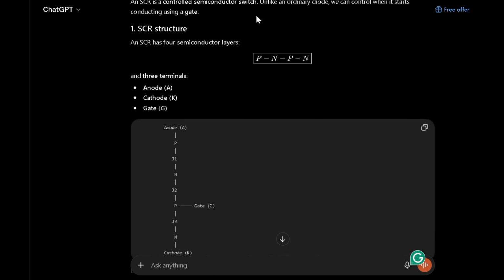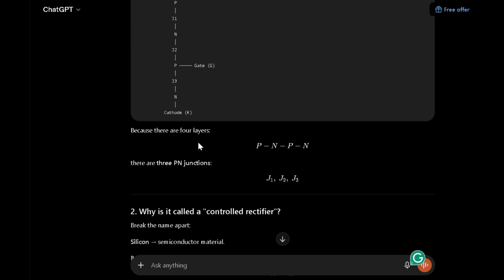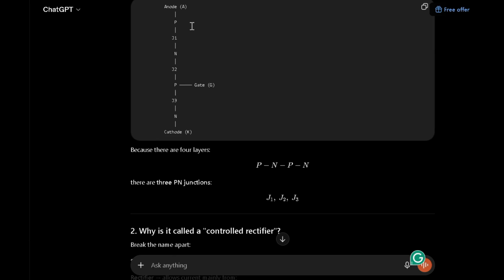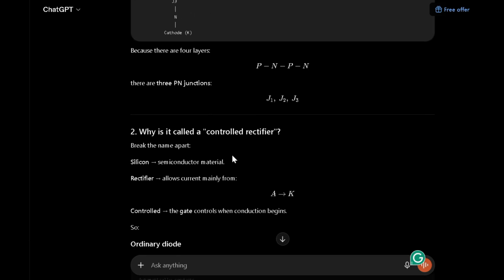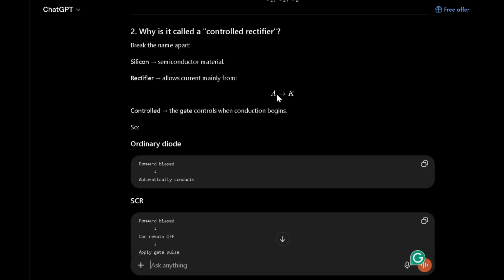Because there are four layers, there are three PN junctions, J1, J2, J3. So why is it called a silicon controlled rectifier? Break the name apart. Silicon, the semiconductor material. Rectifier allows current mainly from A to K, that is, anode to cathode.